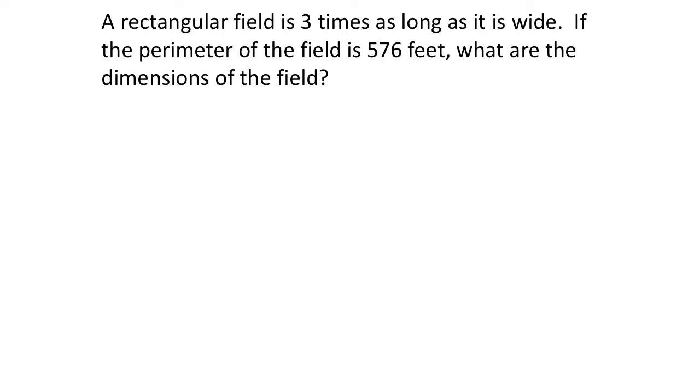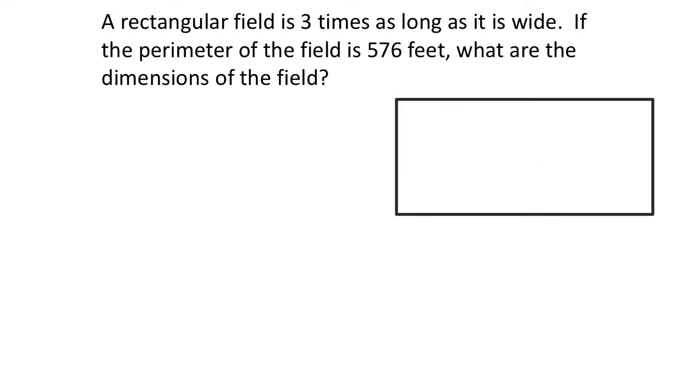All right, here we go. A rectangular field is 3 times as long as it is wide. If the perimeter of the field is 576 feet, what are the dimensions of the field? Well, it's rectangular, right? So we're just going to emphasize the rectangularness of the field.